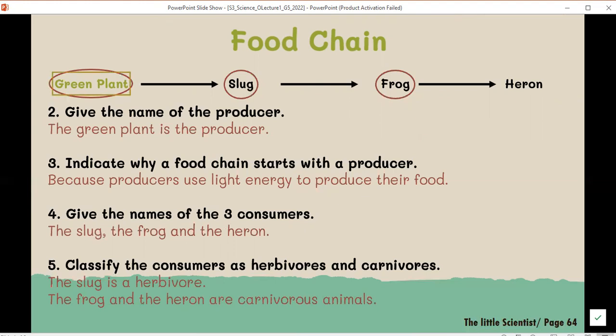This green plant has energy in it. It went through photosynthesis, it made its energy. This energy moves to the slug when the slug eats the plant, okay?